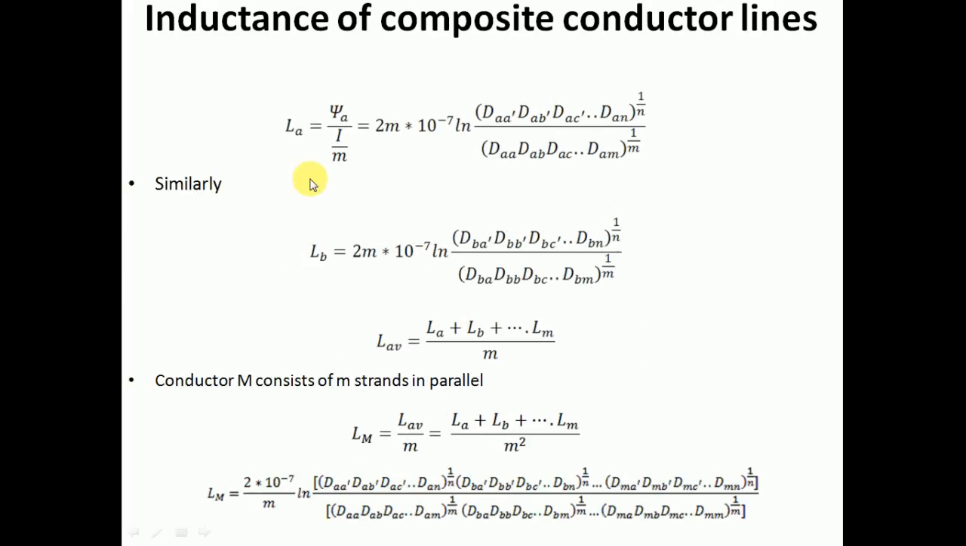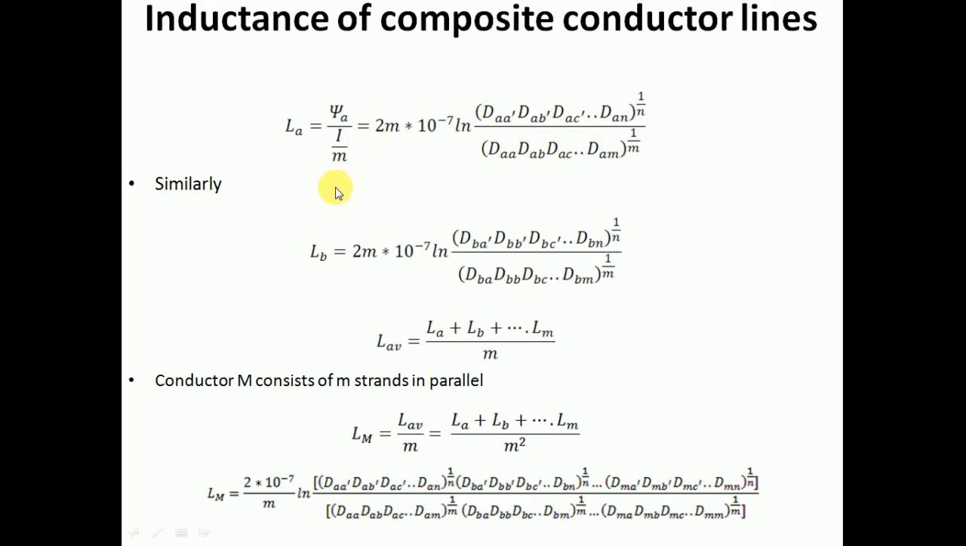Next, to find the inductance of conductor A, you have to divide the total flux linkage of conductor A by the current flowing through that conductor. As we know, the current flowing through the subconductor A is I by m, and then simplifying it, we will get the relation like this. The term I in both the numerator and the denominator gets cancelled.